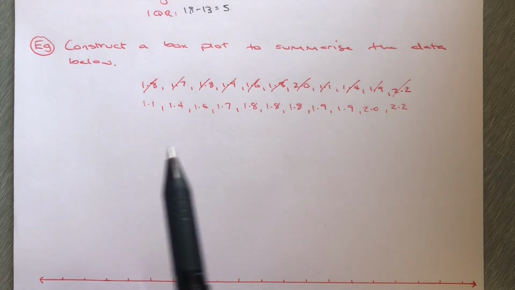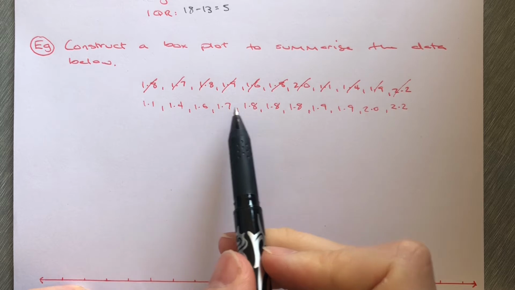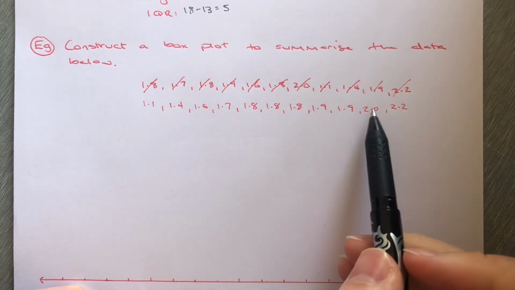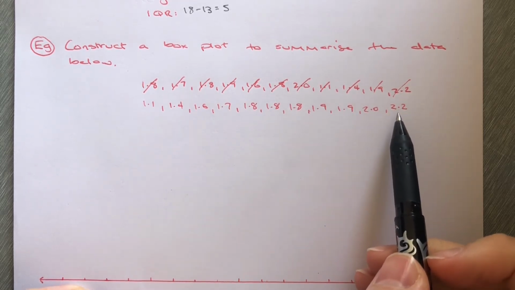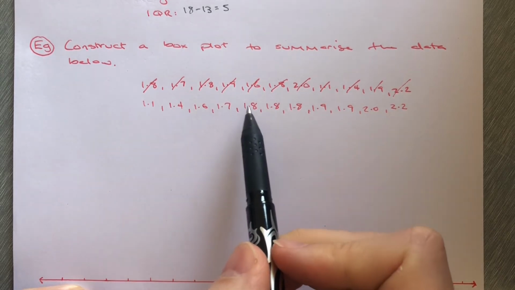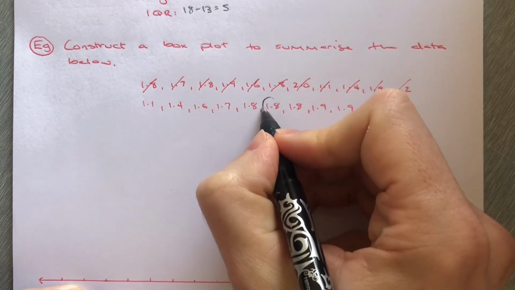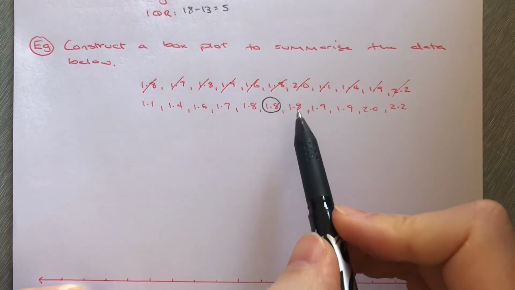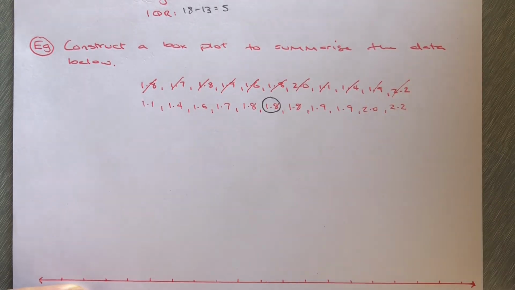So let's see how many numbers we got. 1, 2, 3, 4, 5, 6, 7, 8, 9, 10, 11. So that means we should have 5 numbers on either side of the median. 1, 2, 3, 4, 5. So it looks like this one's the median. And 1, 2, 3, 4, 5. Yep, cool. So that's our median there.